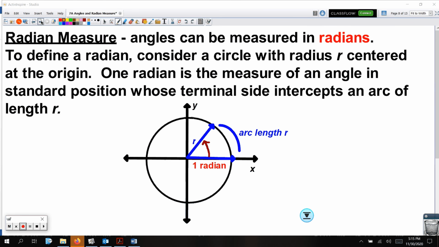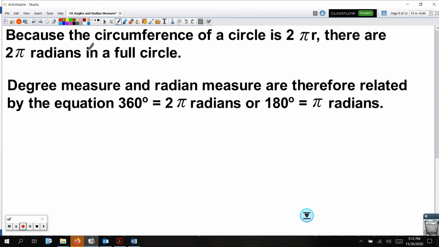All right. Now, because the circumference of a circle is 2 pi r, there are 2 pi radians in a full circle. Degree measures and radian measures are therefore related by the equation 360 equals 2 pi radians, or 180 equals pi radians.